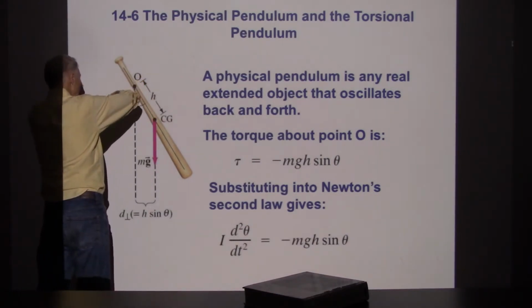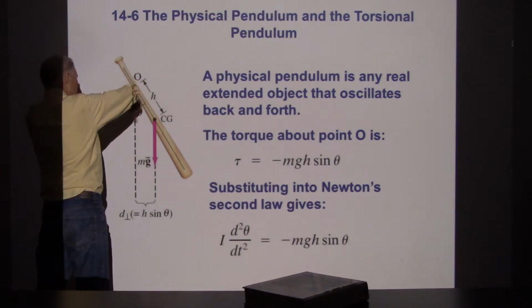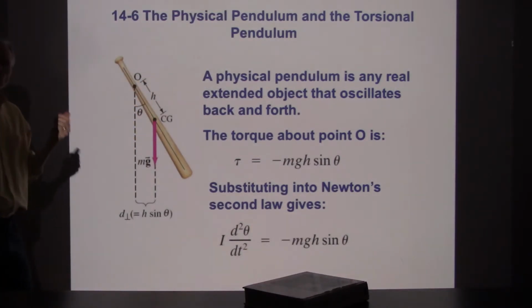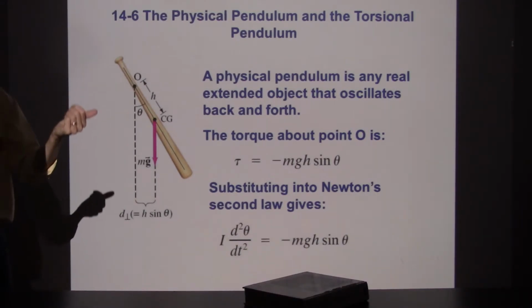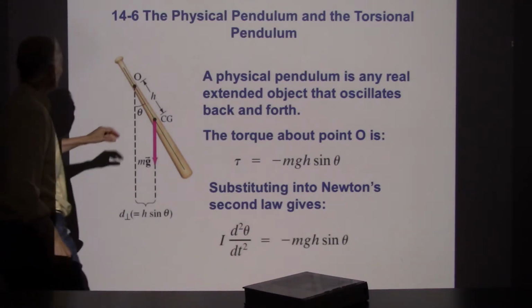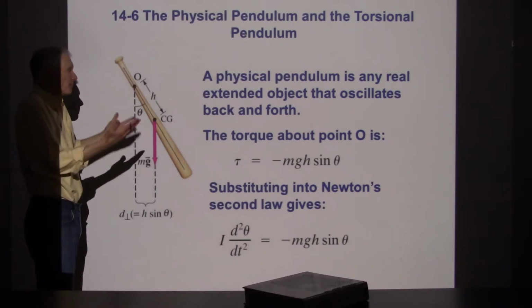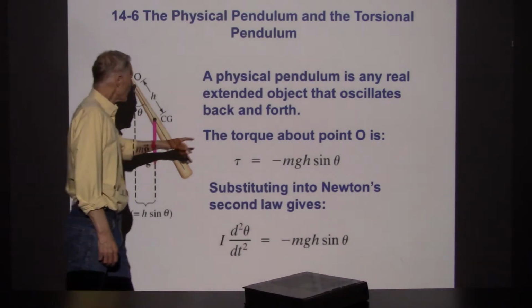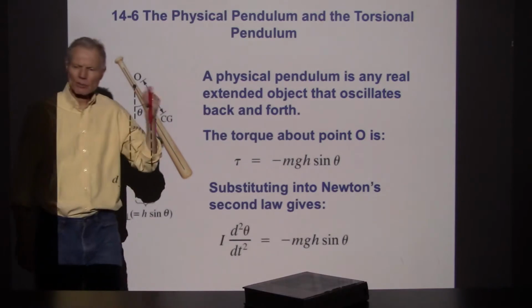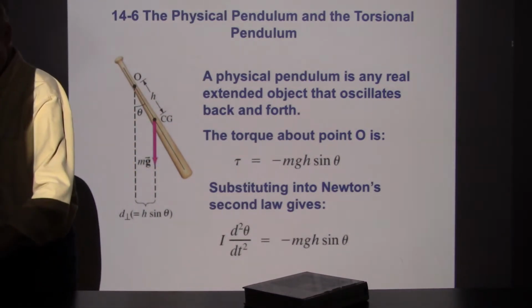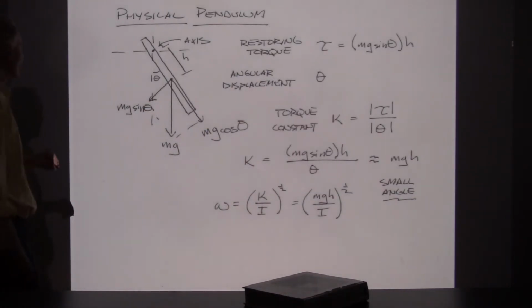Now, as the baseball bat oscillates back and forth, I guess the question is, will this be simple harmonic motion? And if so, how do we determine the period? Because now, instead of the pendulum being simple, the pendulum has mass spread all over the place. It's still a pendulum. So let me jump ahead. We'll come back here if we need to for their nice picture. But let me set up a force diagram.